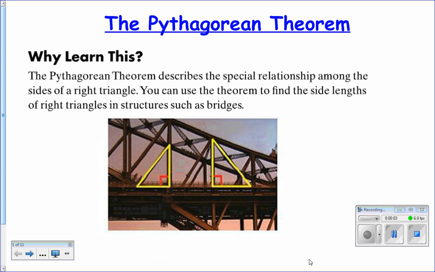Hey everyone, so today we're going to be learning about the Pythagorean theorem. So you want to make sure that you have your spiral, a pencil, and a calculator.